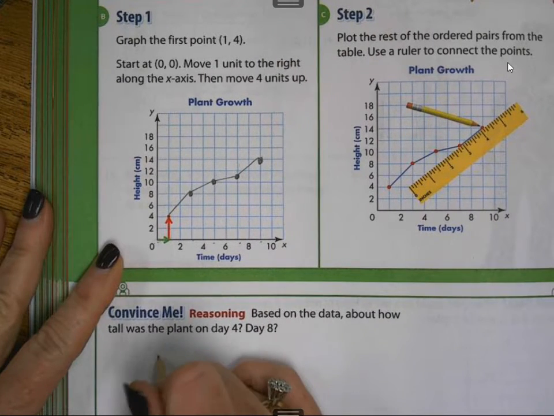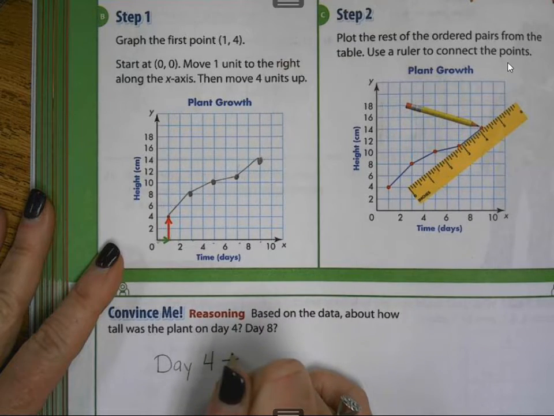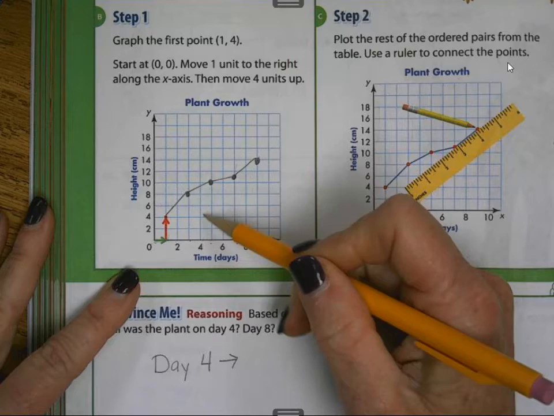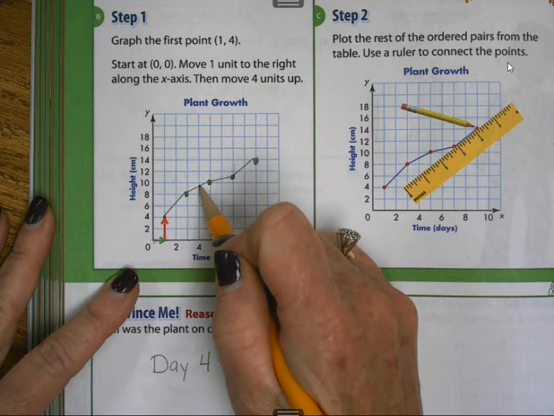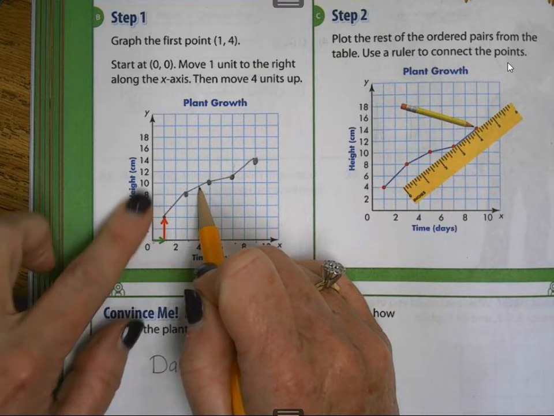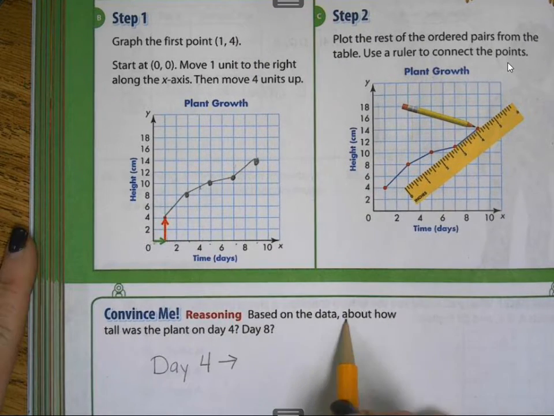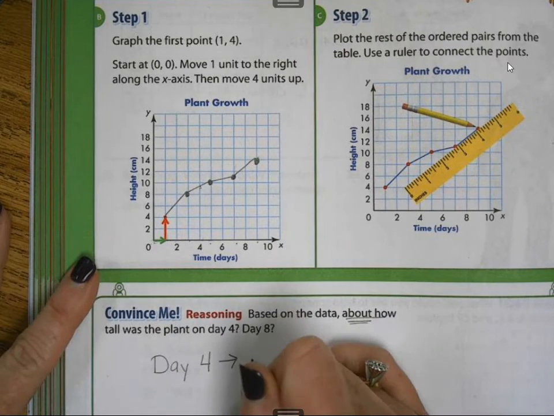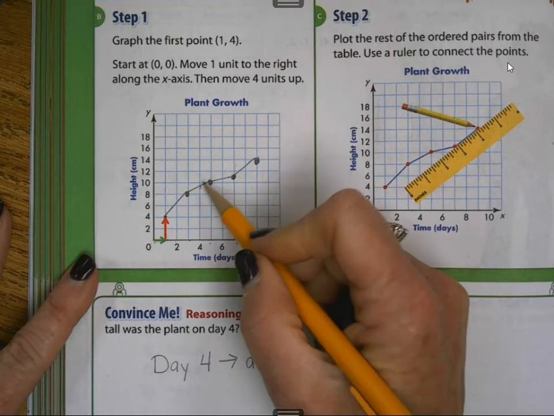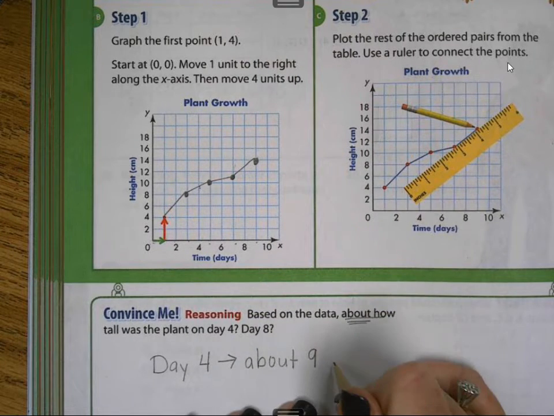So let's take a look at where the plant was on day 4. All right, so our day is along the x-axis. So day 4, we've got a point right here. It actually looks like it's between 8 and 10. And it's an about, doesn't say exactly. So I would say that on day 4, the plant is about, we were between 8 and 10. So let's make it about 9 centimeters.